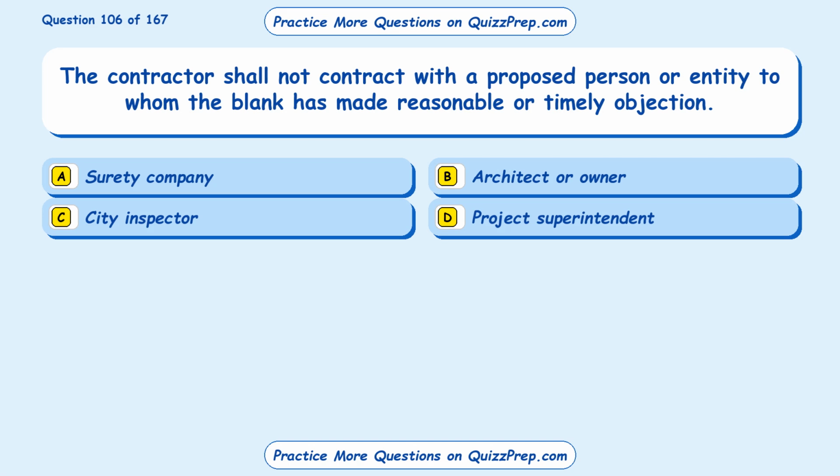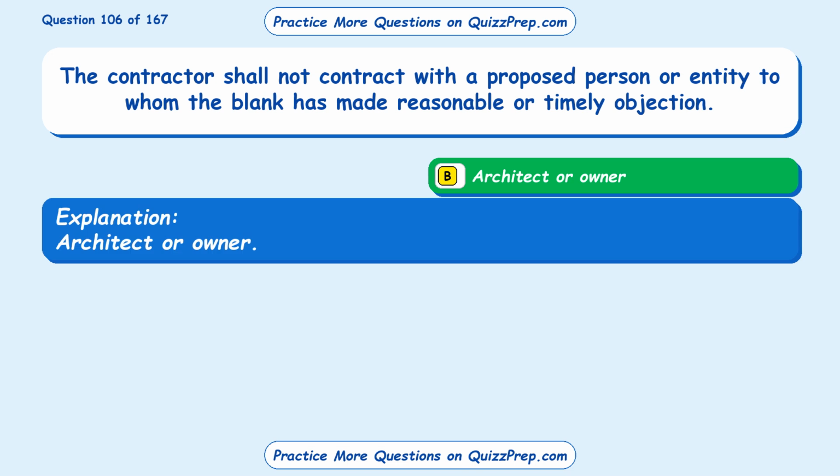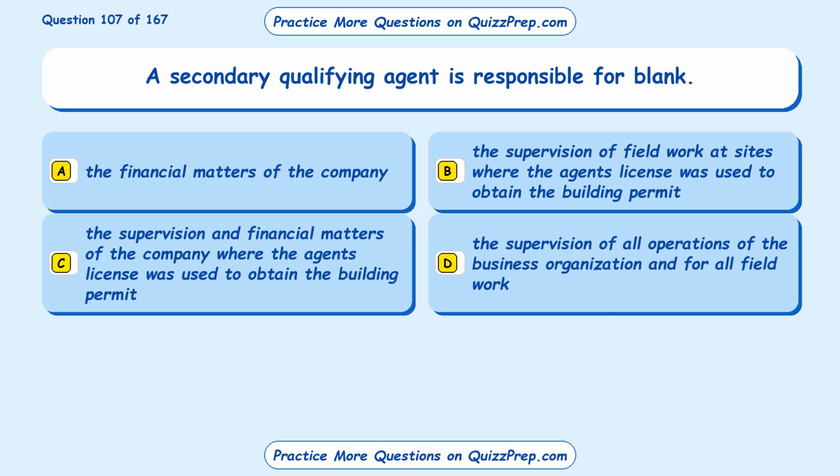Question 106. The contractor shall not contract with a proposed person or entity to whom the blank has made reasonable or timely objection. Option A, surety company. Option B, architect or owner. Option C, city inspector. Option D, project superintendent. The correct answer is option B, architect or owner.